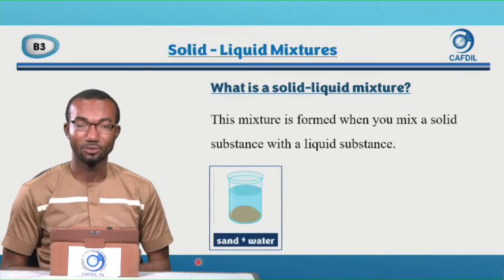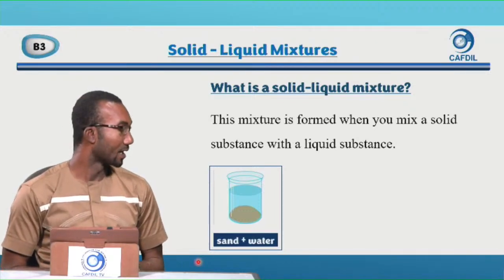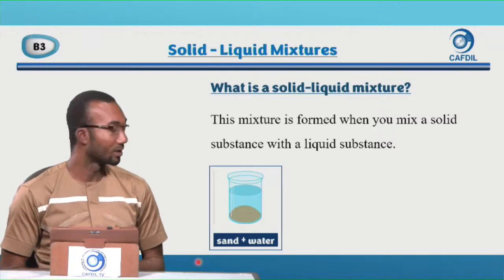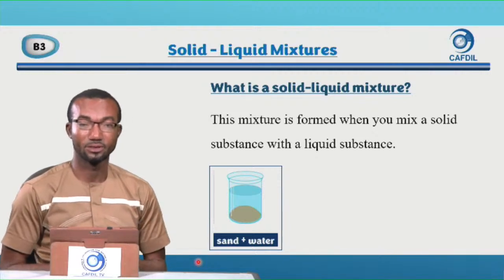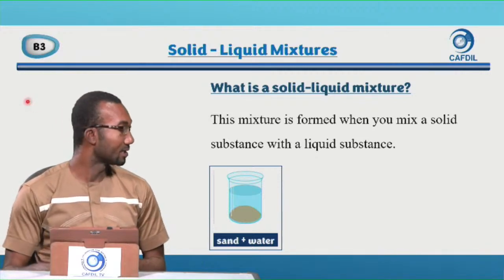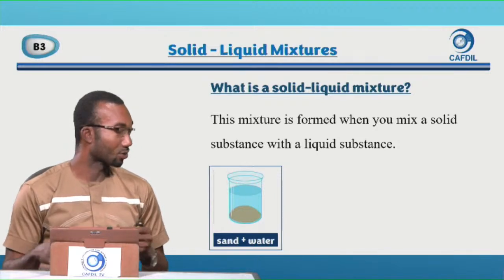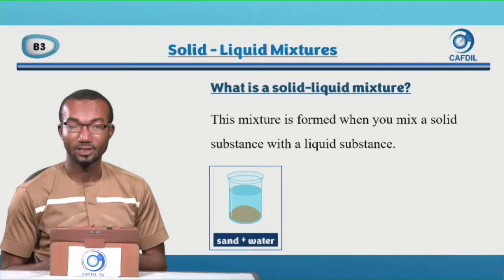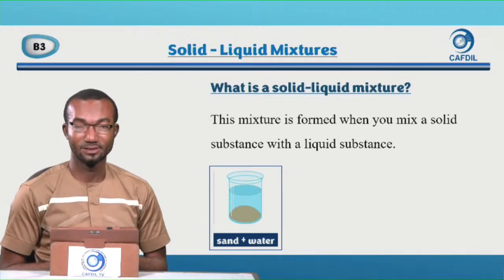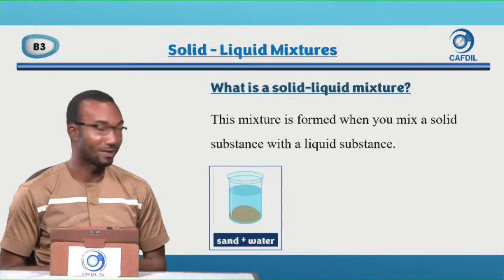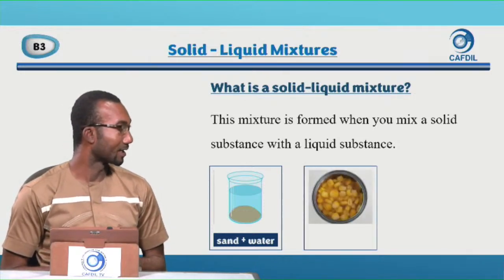So when you mix a solid and a liquid, we get solid liquid mixture. Let's look at some examples. This is a mixture of sand and water. So Kate, which substance here is solid and which one is liquid? You can see water and sand in this container. Which one is solid and which one is liquid? Good. The sand is solid and the water is liquid.